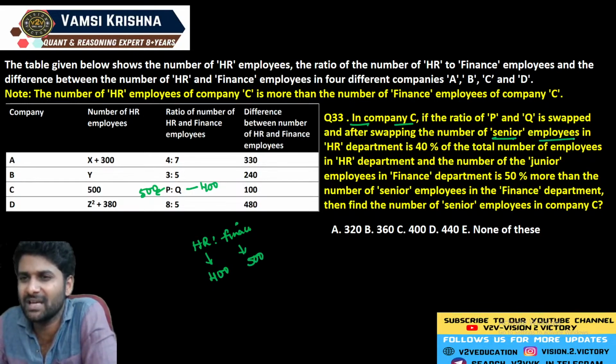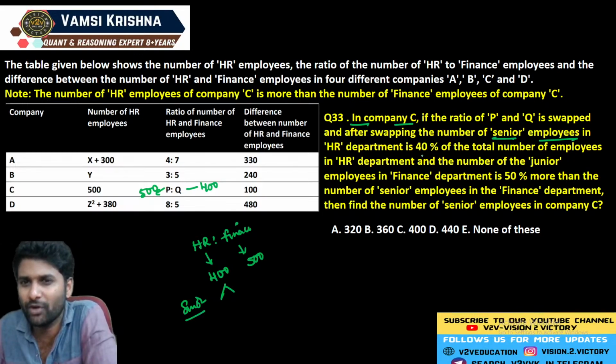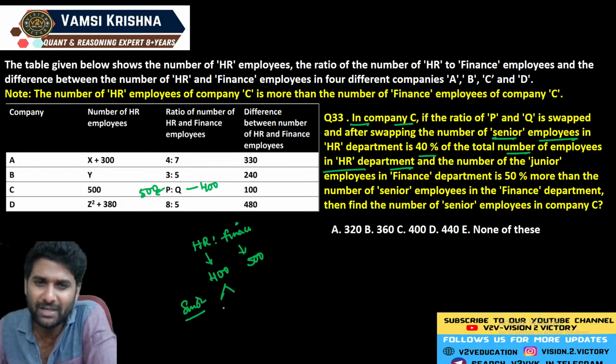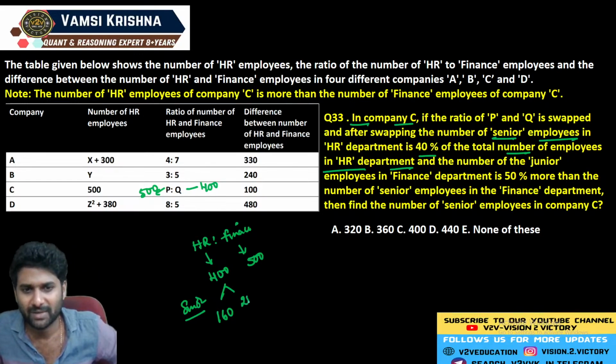And the number of senior employees in HR department. So in a HR department, number of senior employees is 40 percentage of total number of employees in HR department. See, 40 percentage of 400 is exactly equal to 160. So 160 people are senior. So remaining people are 240. And the total number of junior employees. So remaining 240 is junior.